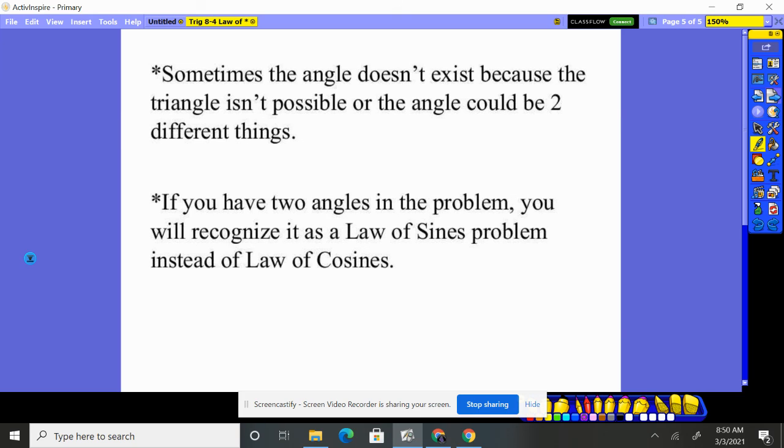Here's the other main thing, and this is important. This really seems to help students. If you have two angles in the problem, you'll recognize that it's going to be a law of sines problem instead of a law of cosines. The law of cosines is only going to have one angle in the problem. But if you see two angles, whether it's an unknown angle and another angle is given, as soon as I see two angles in the problem, I know it's a law of sines problem. Because a lot of times we get confused. Do I use law of sines or law of cosines? Law of sines, if I see two angles, that's who I'm using.